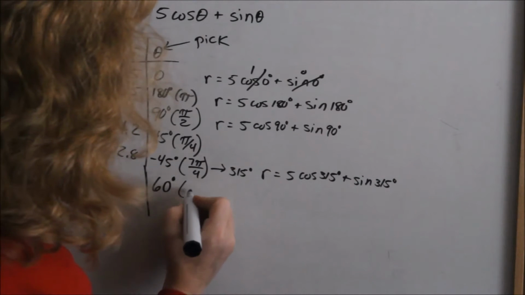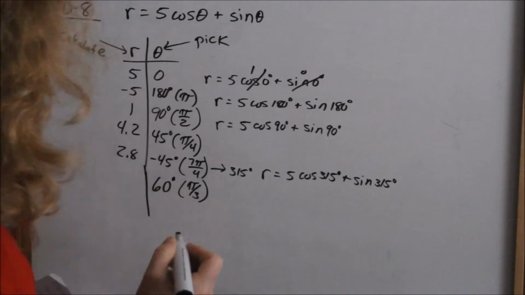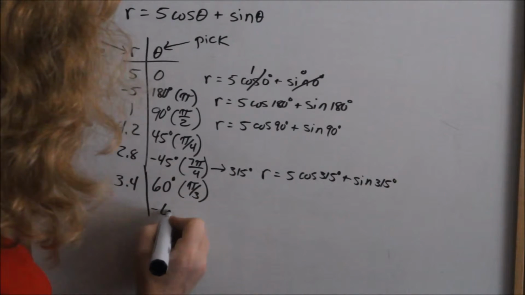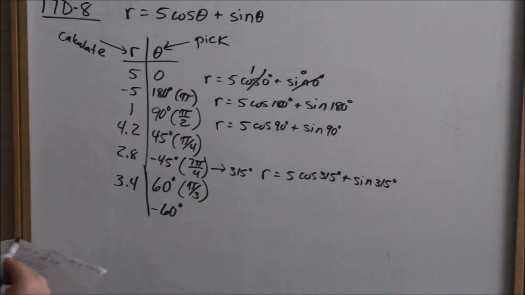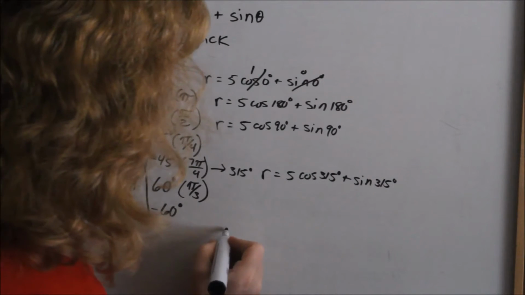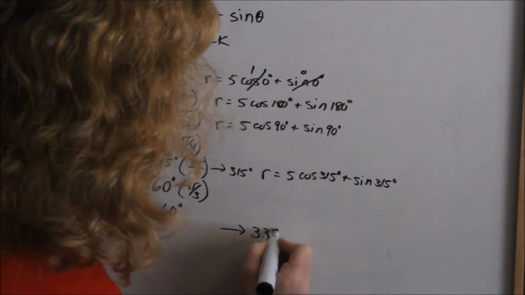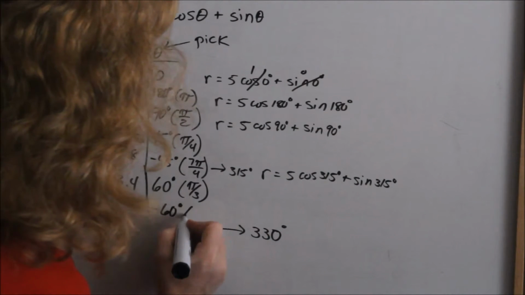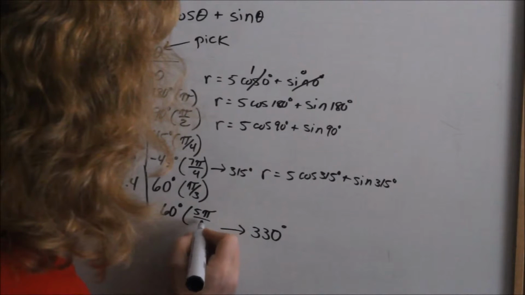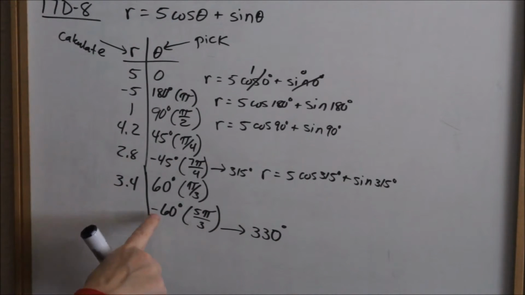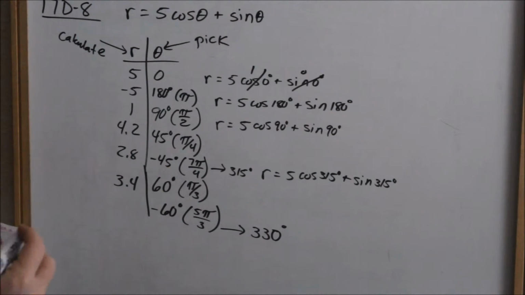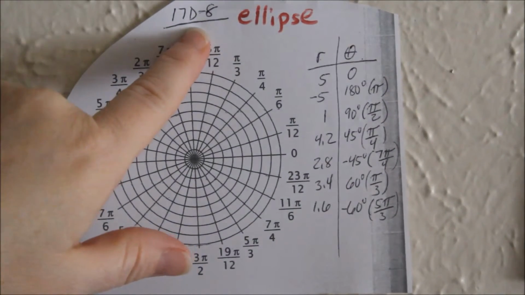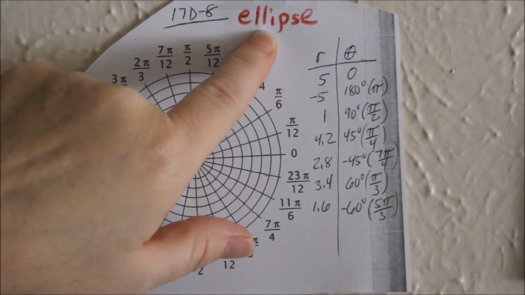So 60 degrees, the same thing as pi over 3. When you put that in, I came out to r was 3.4. Then I also chose negative 60 degrees, which is the same thing as 330. So use 330 degrees in your calculations, which is also the same thing as 5 pi over 3, because that's going in the clockwise direction. When I did that, I came out to 1.6. Okay, now we're graphing 17D8, and I forgot to tell you that this was an ellipse.